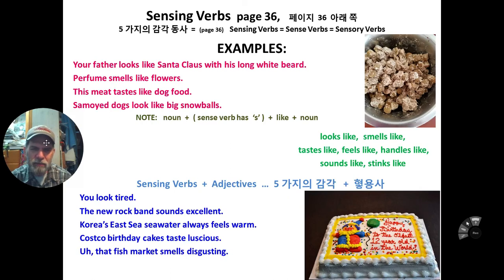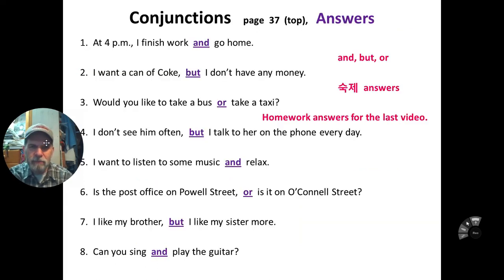Luscious. Many students use delicious. Well, lush. Here's delicious. Luscious is up here. Oh, excellent. Last: that fish market smells disgusting. Disgusting is an adjective. Okay, next.